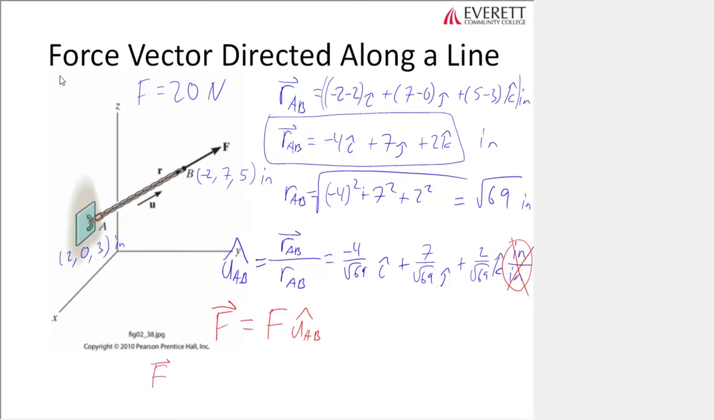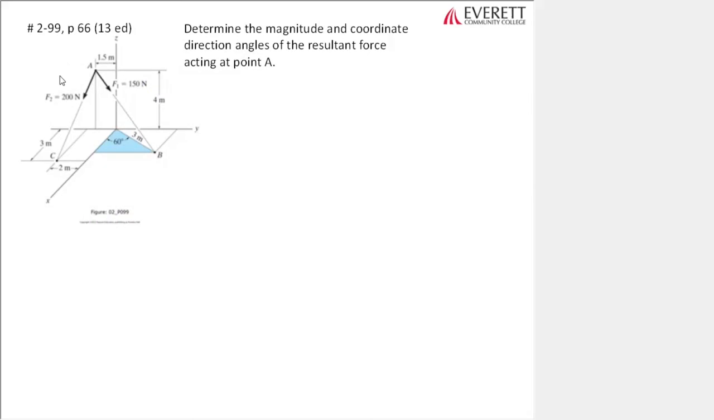So our Cartesian vector is then 20 newtons times -4 over square root of 69 I plus 20 newtons times 7 over square root of 69 J plus 20 newtons times 2 over square root of 69 K. Okay, this is a really powerful tool. Anytime we have a position vector that shares the direction with a force vector, we can very quickly find that force vector. I didn't have to draw a triangle and use my trigonometry because I had a position vector along that way. So let's jump into a practice problem.